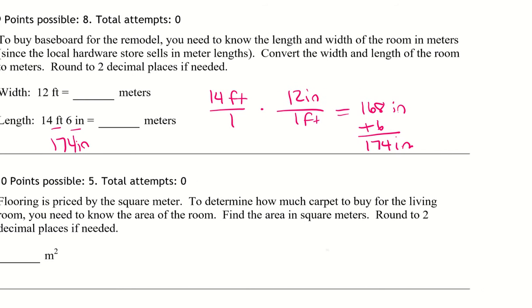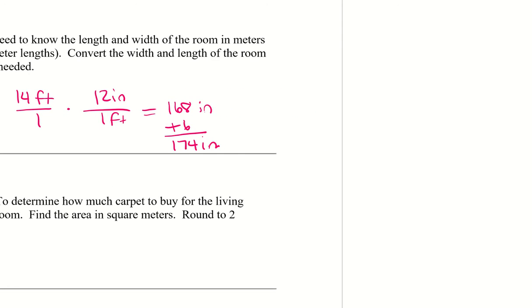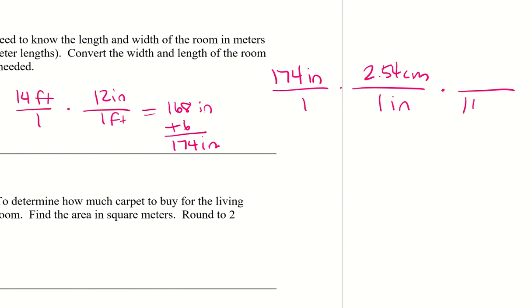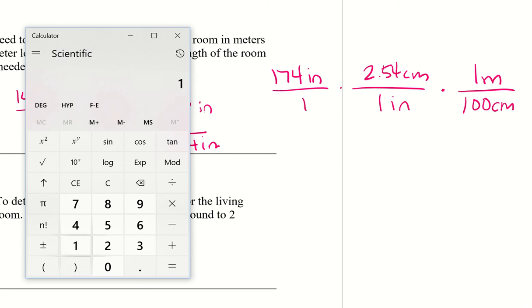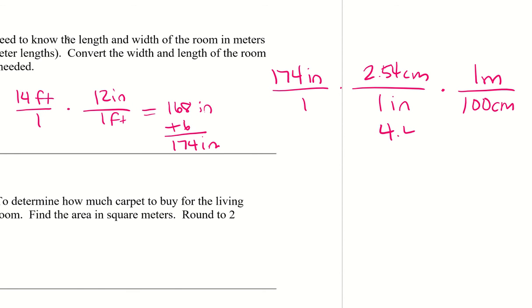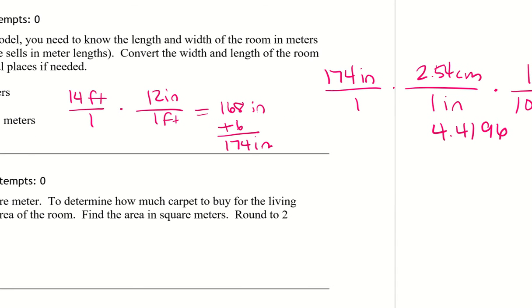Now to convert that to meters, we're going to do something similar to what we've done. So 174 inches, 2.54 centimeters is 1 inch, and 100 centimeters is 1 meter. So then I can multiply that out, 174 times 2.54, then I'm going to divide by 100, 4.4196, and it says to round to the nearest 2 decimals. So I'm going to look behind and I get 4.42.